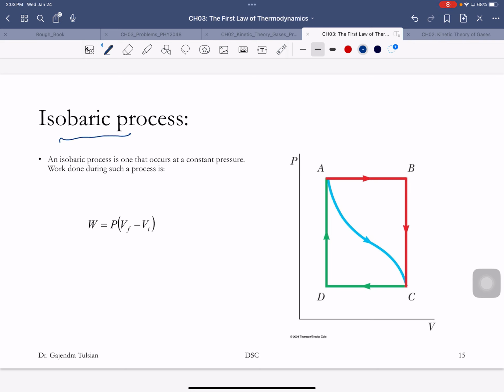What is an isobaric process? Constant pressure. This is a constant pressure process, okay? And here is another constant pressure process, okay? All right, so the work done in an isobaric process is the constant pressure times the change in volume, okay? So if the gas expands, you do positive work. If the gas compresses, the gas has done negative work, okay? If V_F is greater than V initial, then the gas has done positive work. And if V final is smaller than V initial, the gas has done negative work.